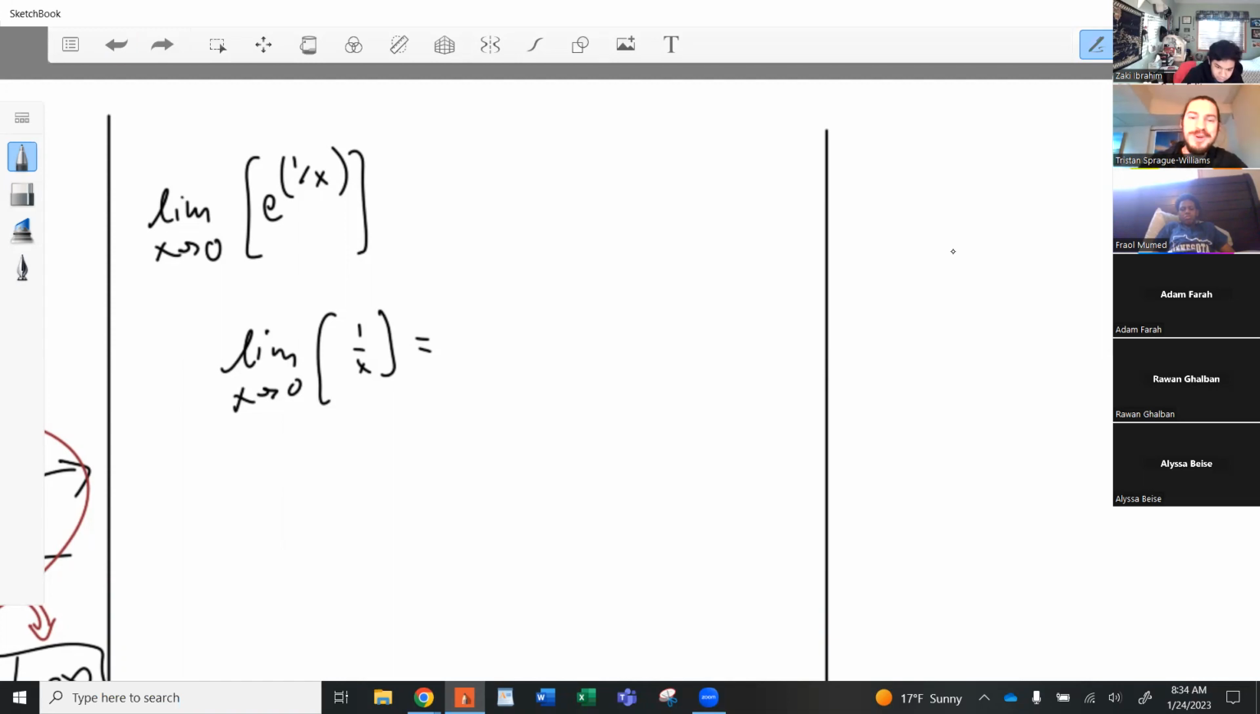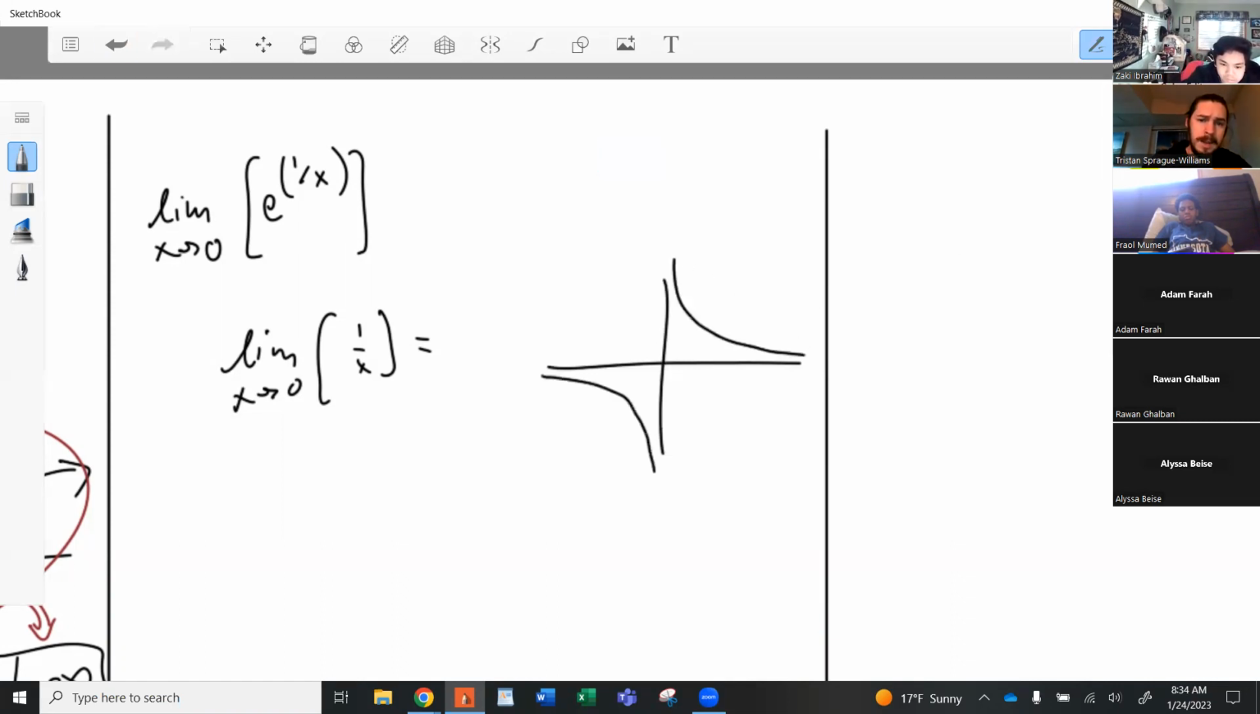As x approaches 0, here's the graph of 1 over x. It's this hyperbola. Let me see if I can graph it nicely. It looks like that and like that. Wouldn't that be both positive and negative infinity, so it would be undefined? Correct. Yeah, we'll answer does not exist.